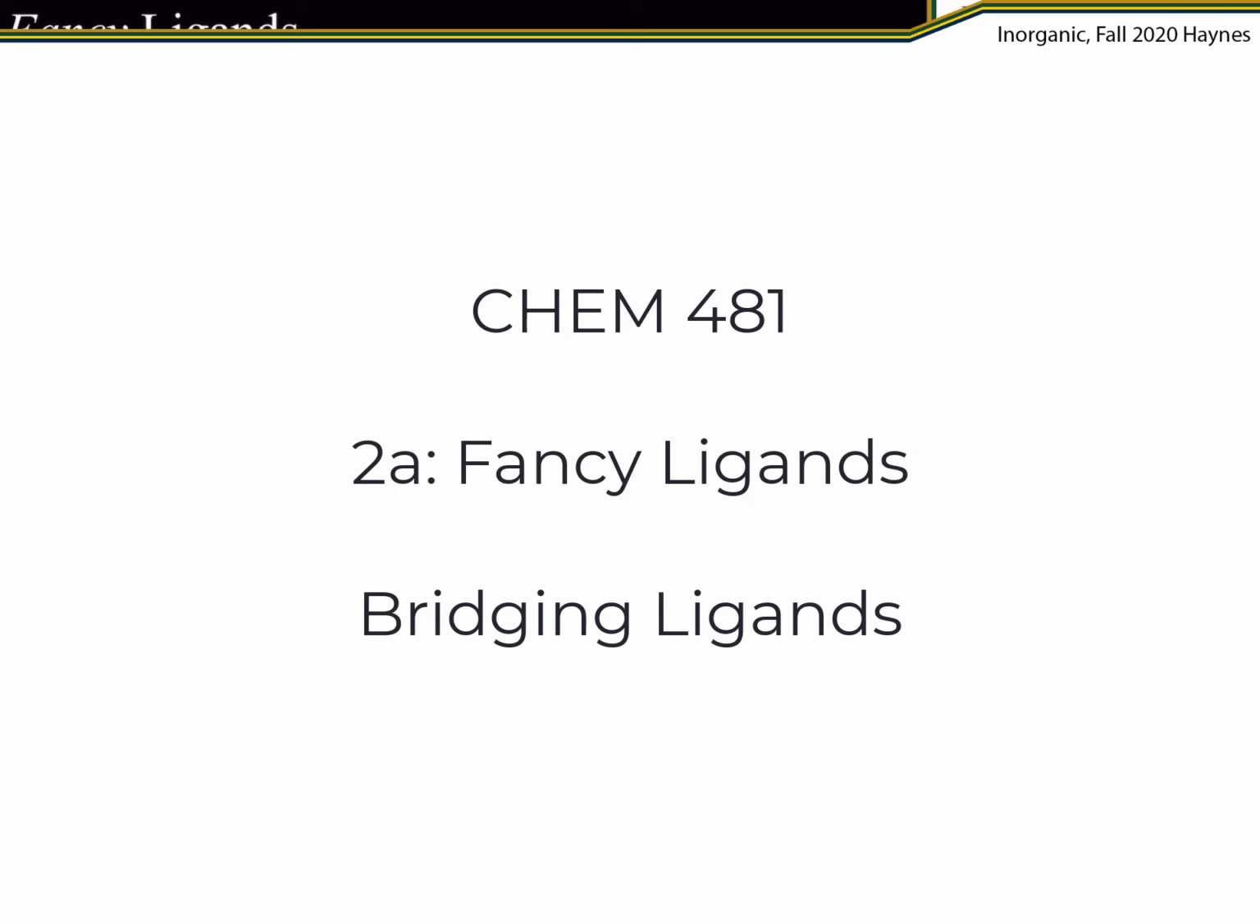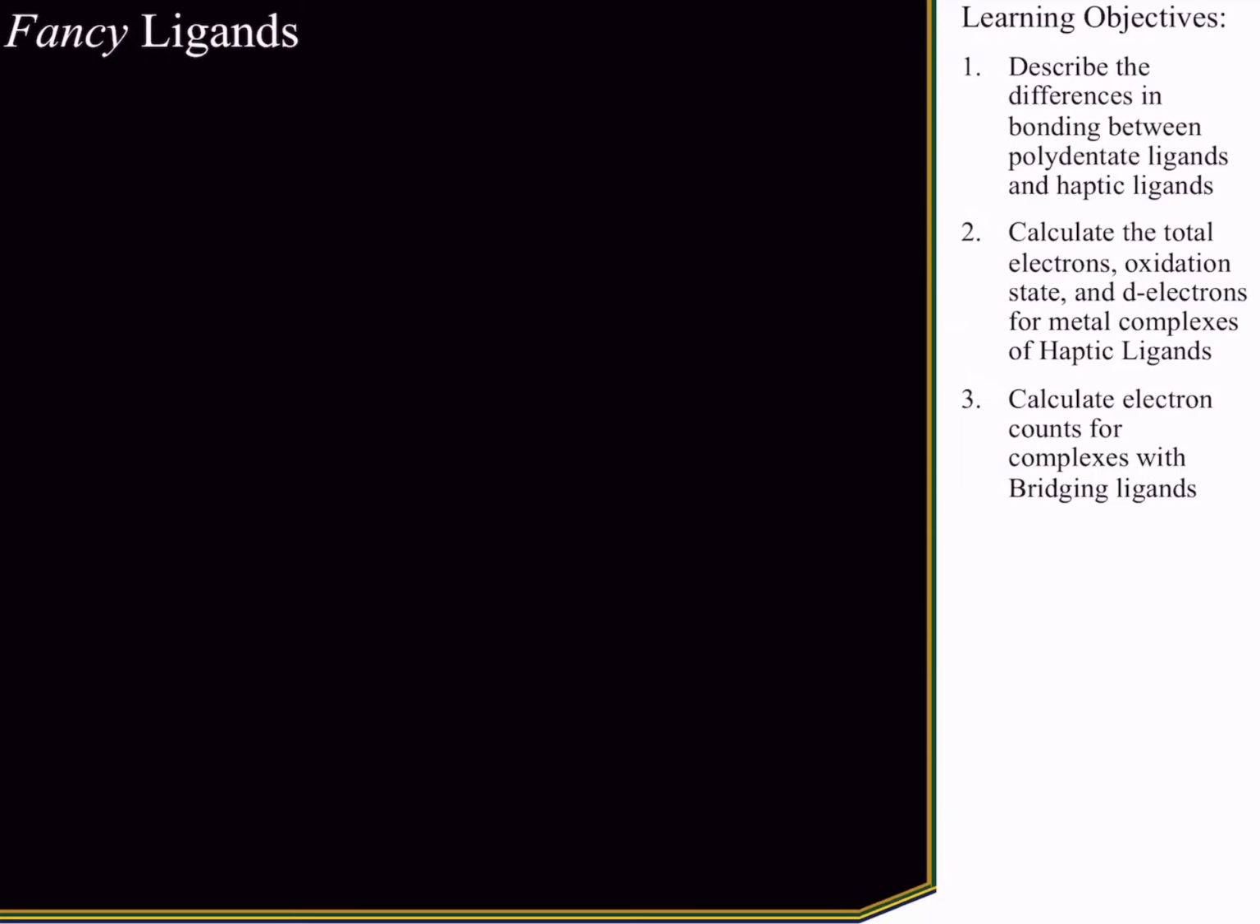So we have two remaining fancy types of ligands that we're going to discuss. I guess I shouldn't necessarily say ligands, but more about fancy things we have to deal with when it comes to electron counting. The first is going to be bridging ligands. So let's look at this complex that's an aluminum complex that has a bunch of chlorines involved. It actually has two metal centers, two different alumina.